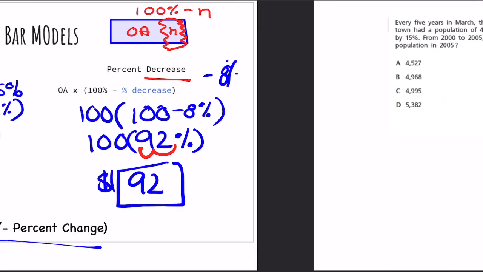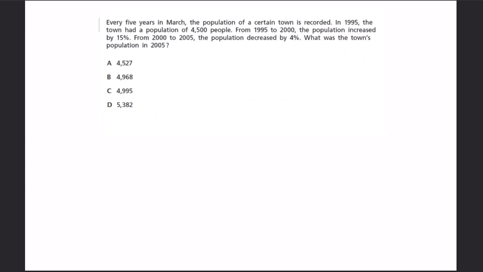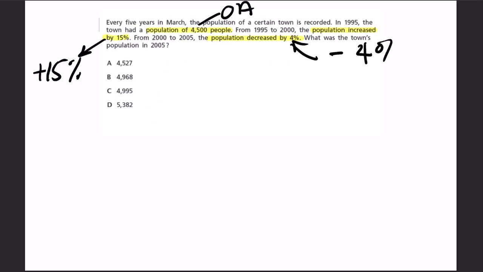So let's try it out in a problem. This one I like because there are 2 changes in the problem. Every 5 years, the population of a certain town is recorded. In 1995, the population was 4,500 people. From 1995 to 2000, the population increased 15%, and from 2000 to 2005, the population decreased 4%. What is the town's population? All right, so things that we absolutely already know: there's our original amount, 4,500, an increase of 15%, and a decrease of 4%.